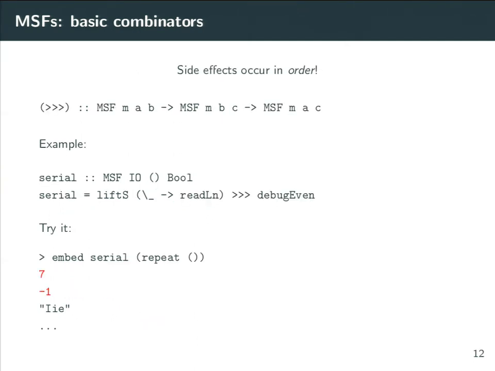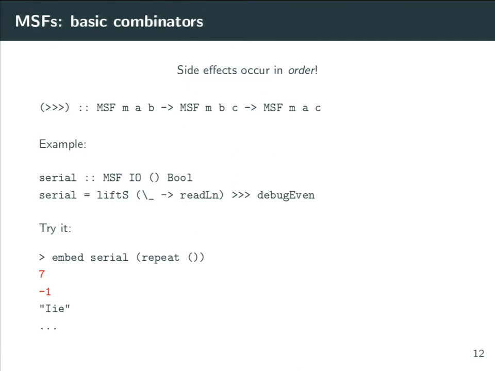we can connect them like this. This effect is always going to happen before this one. This is going to be one MSF, and what will happen is we'll get this effect, and then this one, and that one, and this one, and that one, and so on. So as many input samples as we have will repeat this sequence.